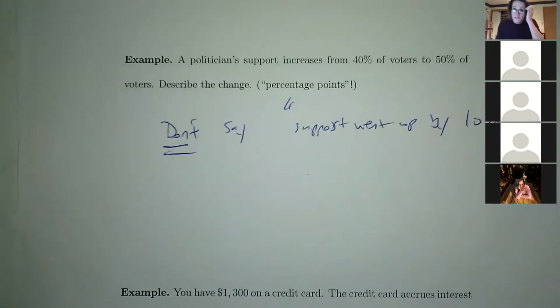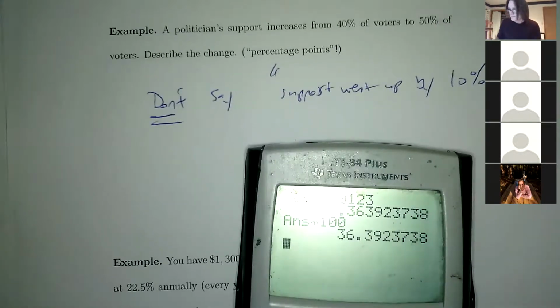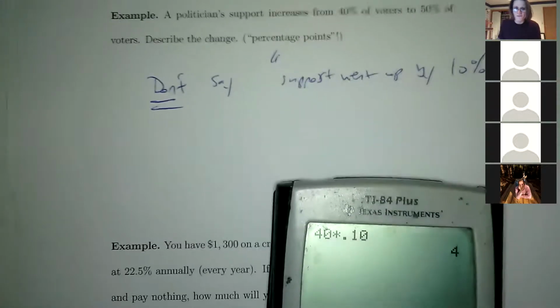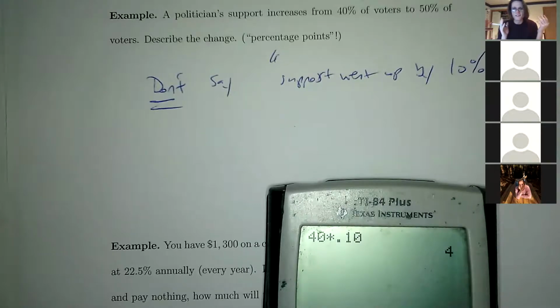Right? Because what does that mean? 10%, it's not clear. You don't know what his support was. Are you talking about 10% more voters than he initially had? Are you talking about these 40 to 50? So what's 40? 40 times 0.10 is 4. So are you trying to say he gained 4 percentage points?